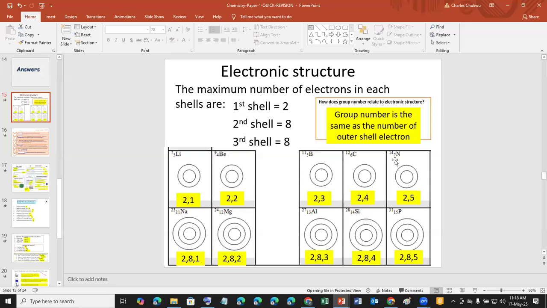Oxygen is in group 8. Sorry, group 6, not group 8. Its atomic number is 8, that's 2 plus 6, 8. But its group is 6. So that means that its atomic mass is 16. Okay, its atomic mass is 16.